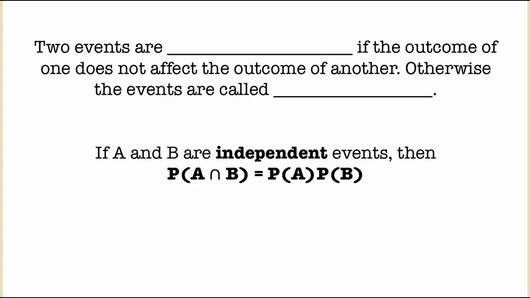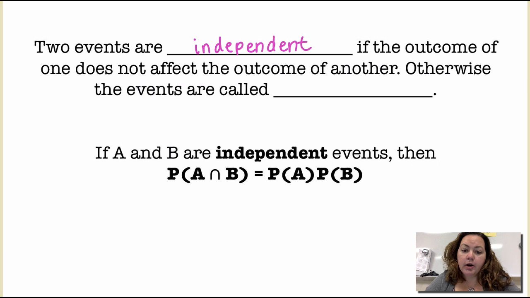We're going to go over the multiplication rule for independent events. Two events are independent if the outcome of one does not affect the outcome of another. Otherwise, events are called dependent. If A and B are independent events, then the probability of A and B is equal to the probability of A times the probability of B. So if I know the events are independent, I can just multiply their probabilities together.